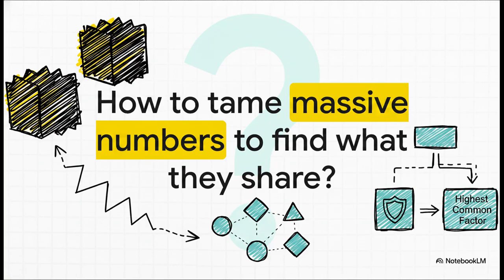So, how exactly do you tame massive numbers to find out what they share? Imagine you're faced with two incredibly large, intimidating numbers, and you need to find their highest common factor, the HCF. You know, the largest number that divides exactly into both of them without leaving a messy fraction. If you try to just guess or brute force your way through it, you're going to be there literally all day. But what if there was a guaranteed, step-by-step method to break down those massive numbers into something perfectly manageable? Well, there absolutely is, and it's brilliant.